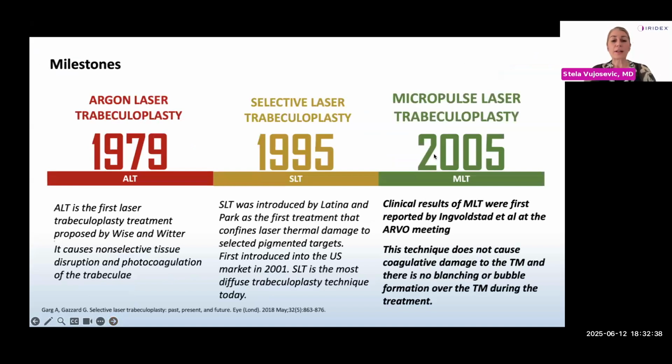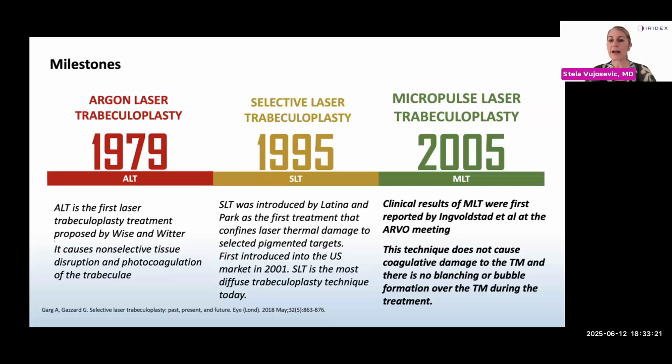In this slide, we see several milestones in the use of laser treatment of the trabecular meshwork. First, it was obviously the argon laser trabeculoplasty introduced in 1979, and it causes non-selective tissue disruption and photocoagulation of the trabecula. Thereafter, almost 20 years later, the selective laser trabeculoplasty was introduced, a less damaging treatment modality, and it is definitely the most diffused trabeculoplasty technique used even today.